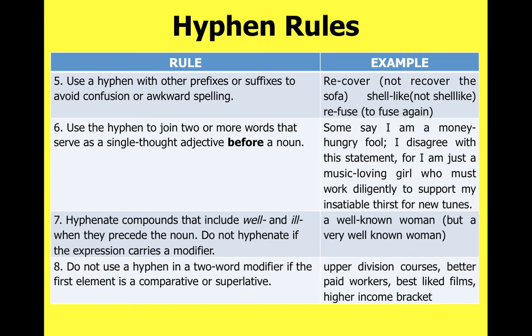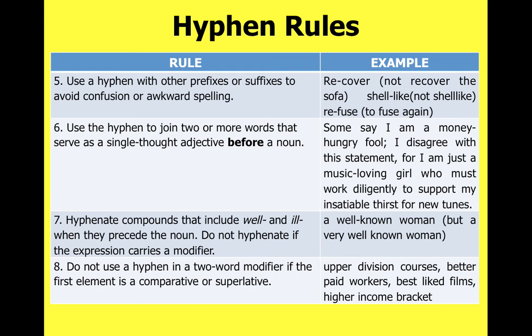Rule number 6, use the hyphen to join 2 or more words that serve as a single thought adjective before a noun. So the example on the right, some say I am a money-hungry fool. Okay, money is a noun and hungry is an adjective, but when you put them together, you can create one adjective, money-hungry. Semicolon, I disagree with this statement, for I am just a music-loving girl who must work diligently to support my insatiable thirst for new tunes. So music-loving contains a hyphen as well.